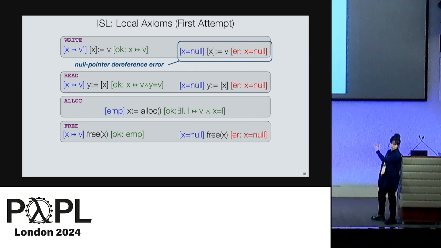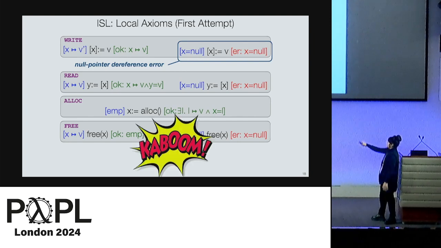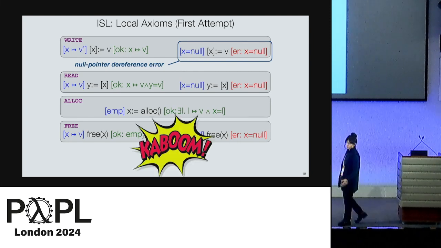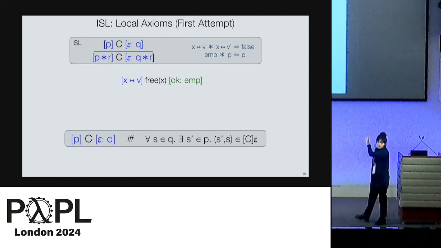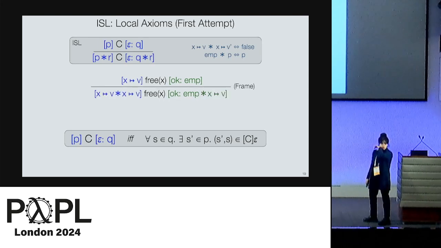We try to prove the soundness of this logic and we immediately fail. And the culprit is this free axiom, the deallocation. So let's see why. This is my free axiom, as it is in standard separation logic. Now, remember, I want to preserve the frame rule as is. I want to have that reasoning principle. Now I can add on x points to v on both sides.